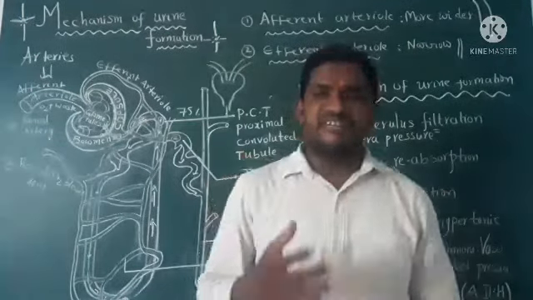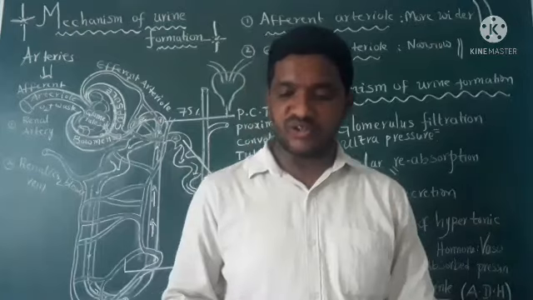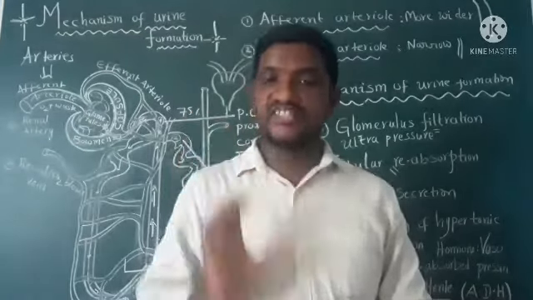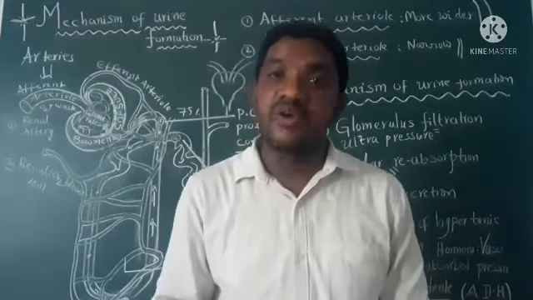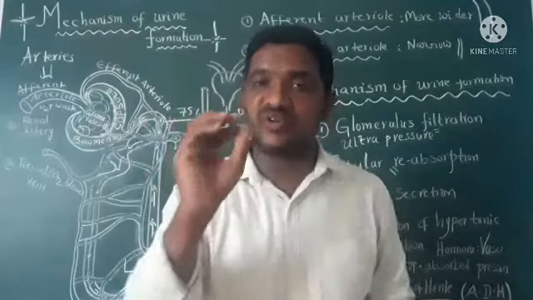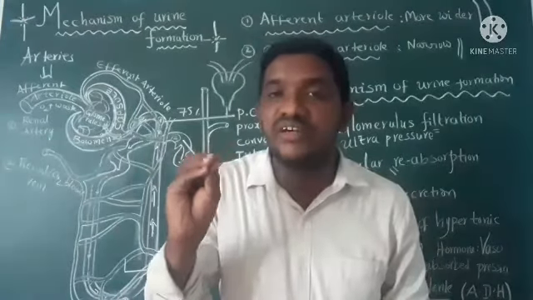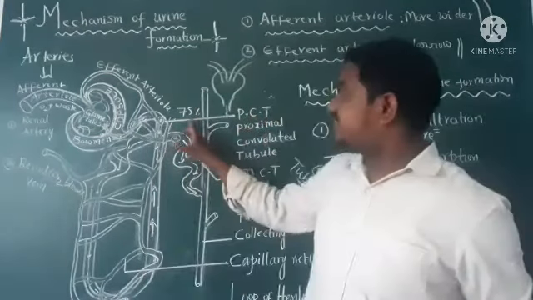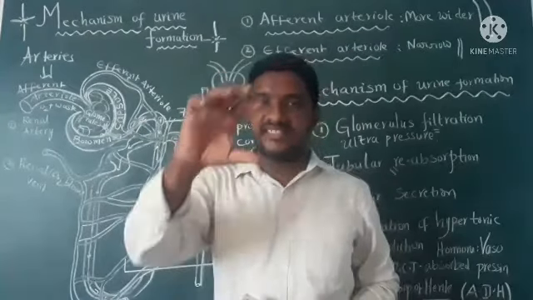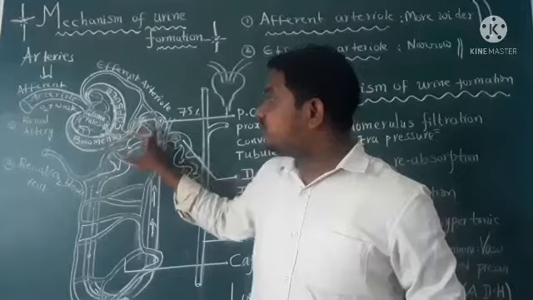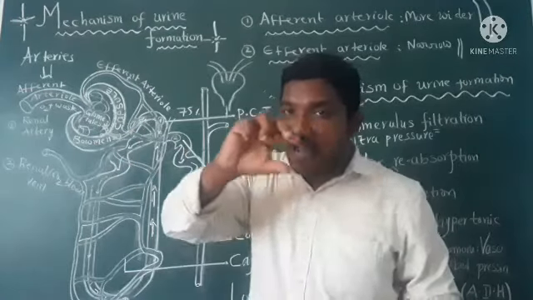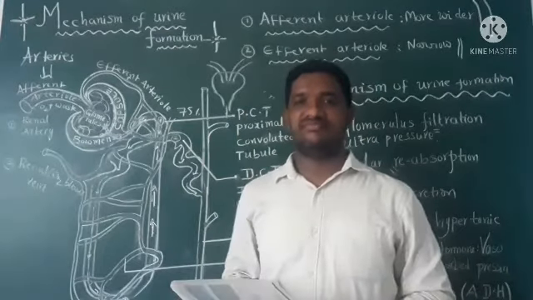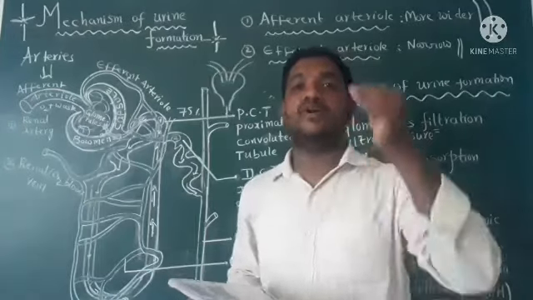It collects different types of molecules. What are those, do you know? It absorbs glucose, amino acids, vitamin C, potassium, calcium, sodium, chlorides and 75% of water. How much percent of water is absorbed? 75% of water is absorbed. Where does it take place? At the site of the PCT. Here materials are passing down through this tube. When passing through this tube, it collects 75% of water. Okay, that is tubular reabsorption.